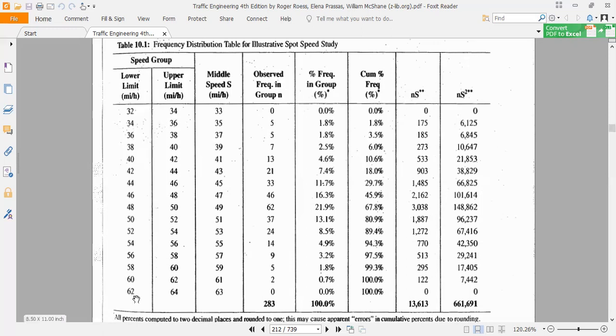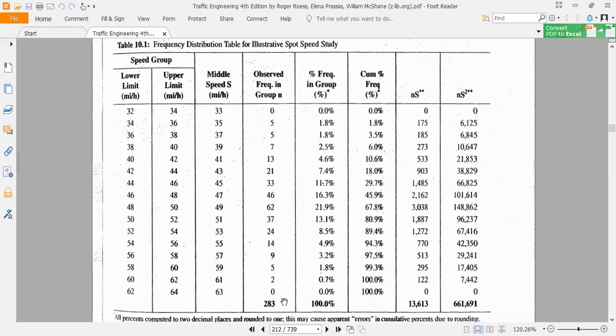Similarly, from 62 to 64 miles per hour, the number of people driving in this speed range was 0. This middle speed column means, for example, 32 plus 34 divided by 2. This middle speed represents the average of the lower limit and upper limit. This is the observed frequency. This data you will be getting from the field study. This is the percentage frequency in group. Percentage frequency means the observed frequency divided by the total.